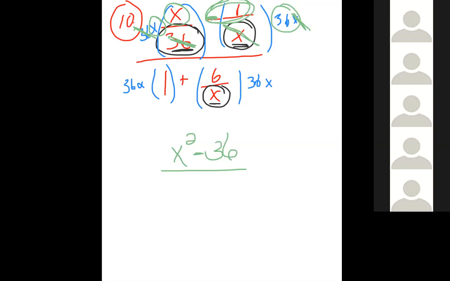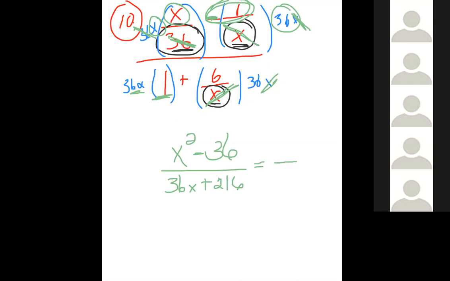All right, so now I'm going to go to the denominator. In the denominator, this is 36x times 1. So I get 36x. And then for the second fraction in the denominator, I'm going to eliminate the x's. So I have 6 times 36. 6 times 36 is 216. But wait, we're not done.